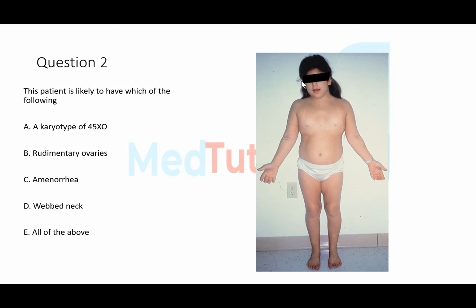Yeah, if you look at the neck closely, you see that it is web. They also have what we can see in the picture here, wide spaced nipple, which is one of the manifestations of monosomy, Turner syndrome. They have wide spaced nipple. So all these are manifestations of Turner syndrome. So the answer for this one is all of the above, E.